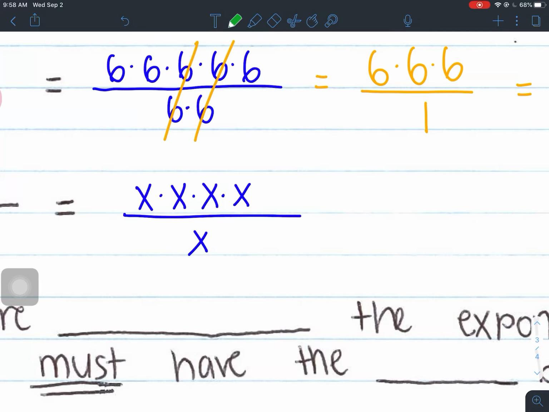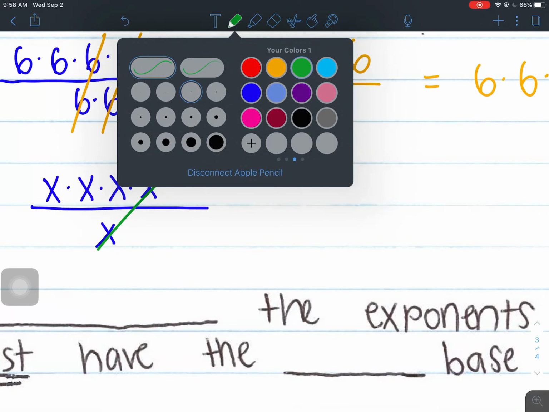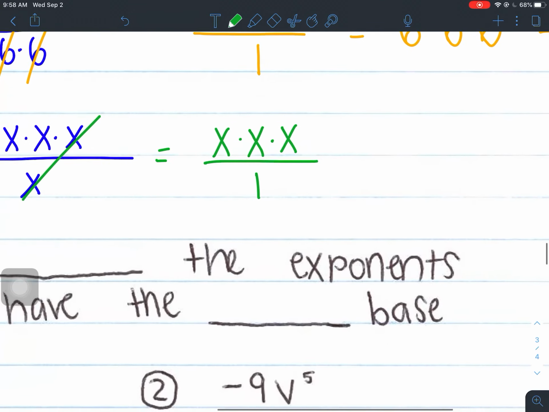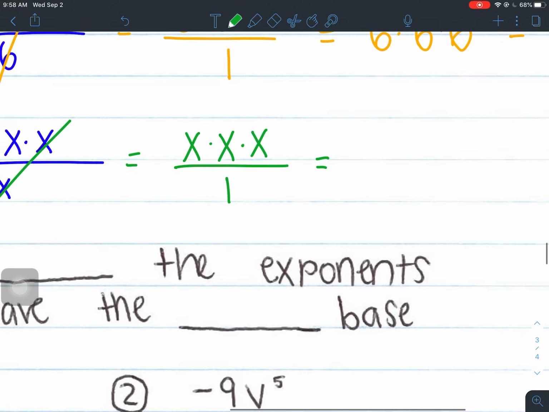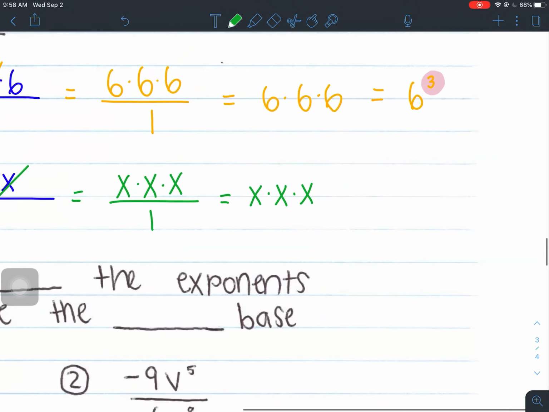So can I cancel any of these x's out? Sure. It doesn't matter which set you cancel out, so I'm going to just cancel out the last one. Equals, how many x's do you have remaining in the numerator? You have 3 x's remaining in the numerator. Nothing remaining in the denominator, but technically there's a 1 there. We just don't write it.